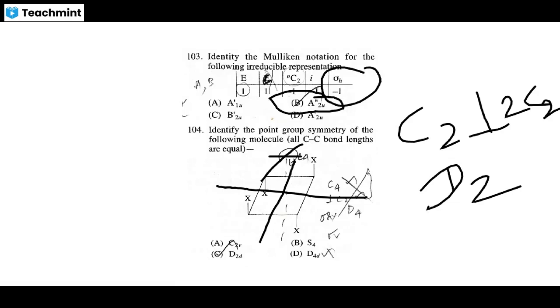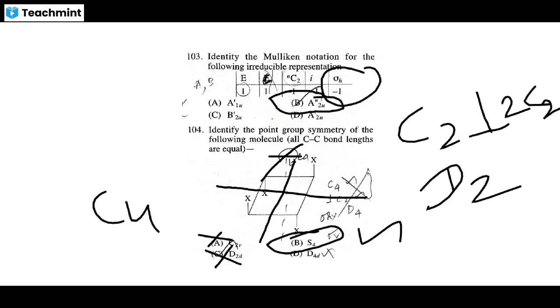There is no mirror plane. So sigma d is wrong, C2 is wrong. This is the S4 point group: C2 and a perpendicular mirror plane. So S4 is the correct answer. S4 means C4 and a perpendicular mirror plane sigma. If you rotate 90 degrees, this x comes to here, then you reflect through a plane perpendicular to the C2, and the x above goes below. Then only you get the same structure. So it is the S4 point group.